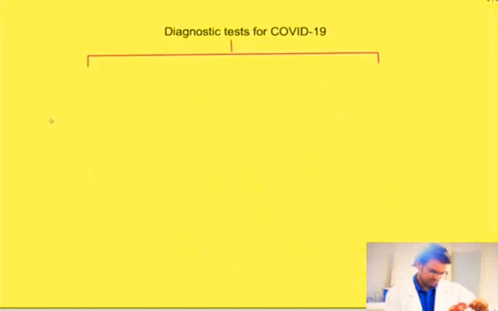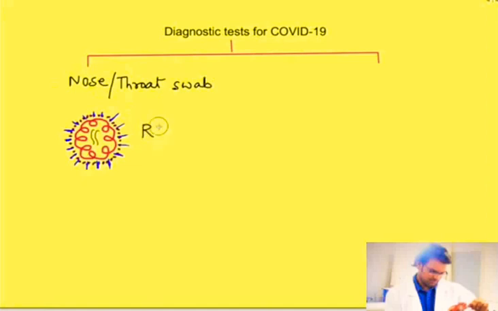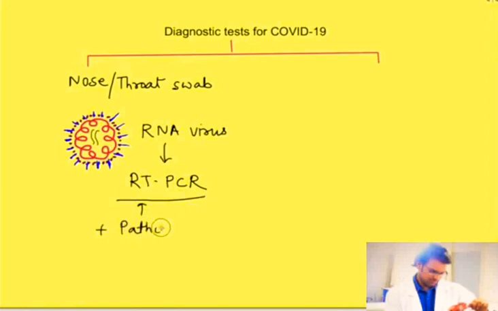So, how is the presence of coronavirus established? Well, the sample for coronavirus is either a nose or throat swab, and since coronavirus is an RNA virus, reverse transcriptase PCR is used to identify its genetic material. Now there is one problem. It can detect the virus only when it is present in a person. It gives no information if the person was infected earlier and it has now resolved.